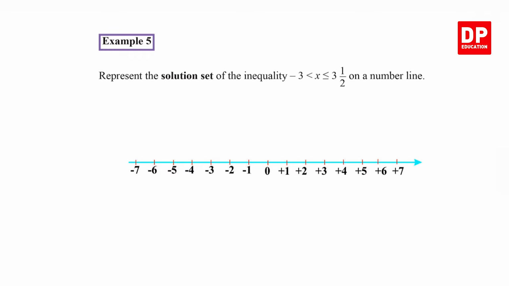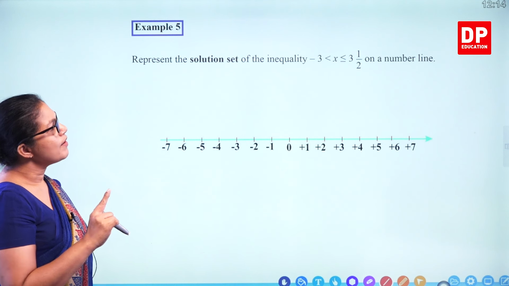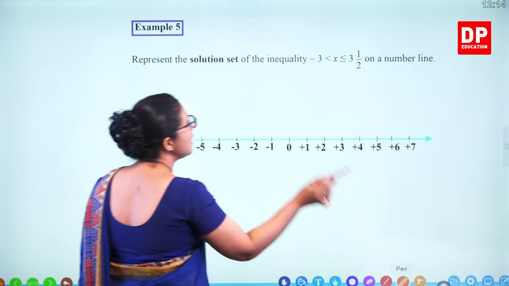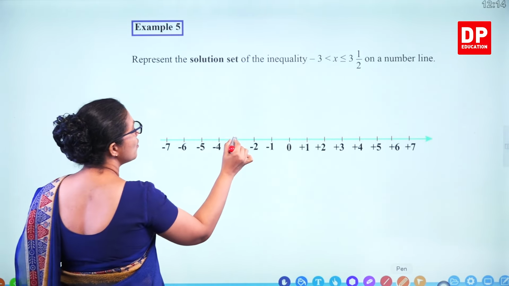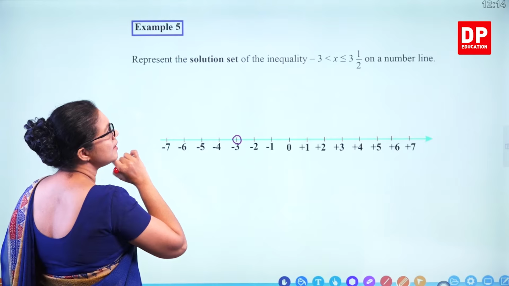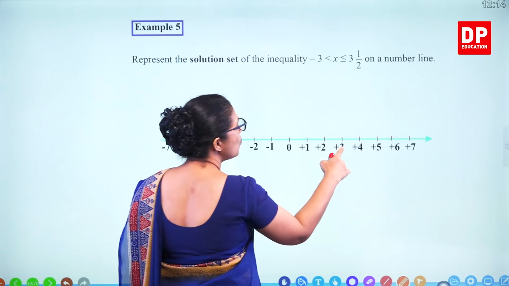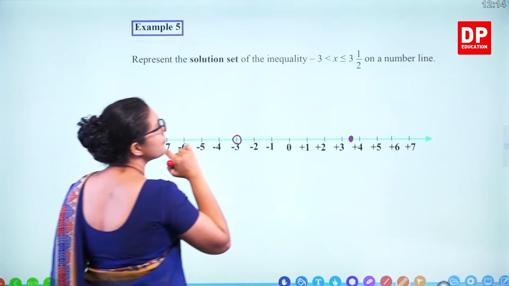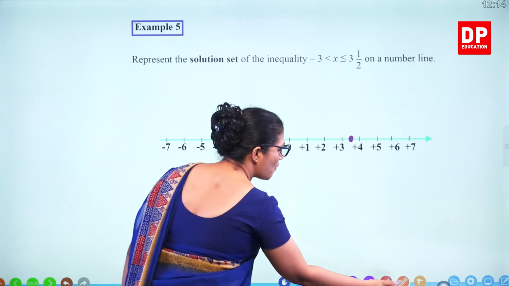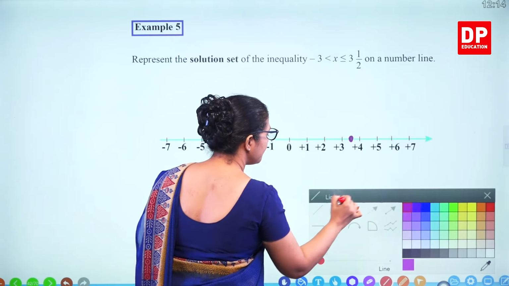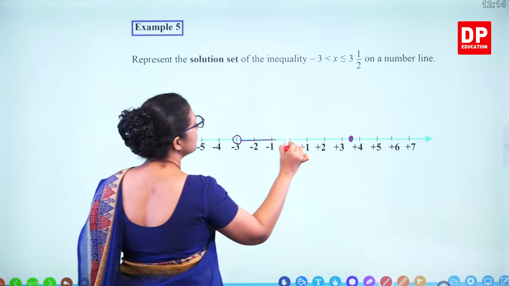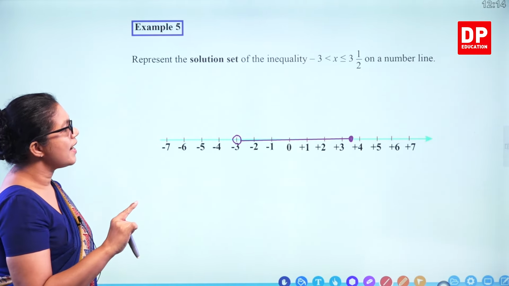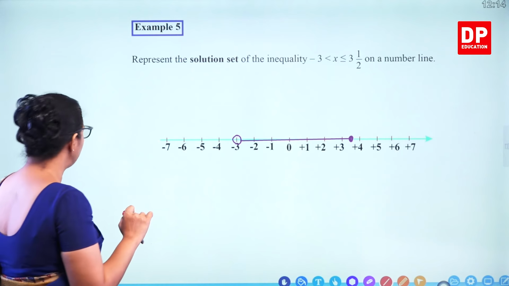Represent the solution set of the inequality on a number line. So 2 numbers are there. So in between. So minus 3 is not included. Open circle. 3.5 is included. So you can draw a solid circle there. Then in between, you have to draw the line. So in between minus 3 and 3.5.